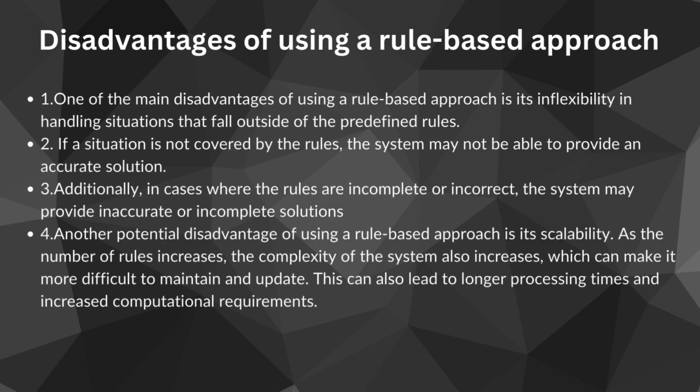As the number of rules expands, so does the complexity of the system. This growth can introduce difficulties in system upkeep and updates. The subsequent complexity may extend processing times and heighten computational demands, thus hampering efficiency. So, these disadvantages underscore the trade-off associated with rule based systems, highlighting their limitations in handling uncertainty, adapting to change and dealing with complex scenarios compared to other AI approaches.